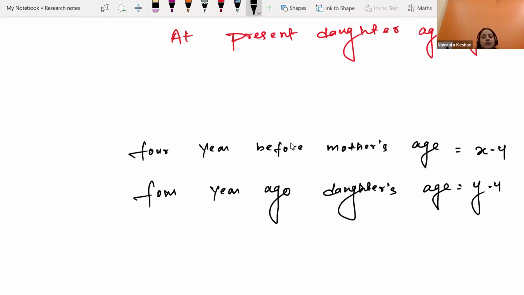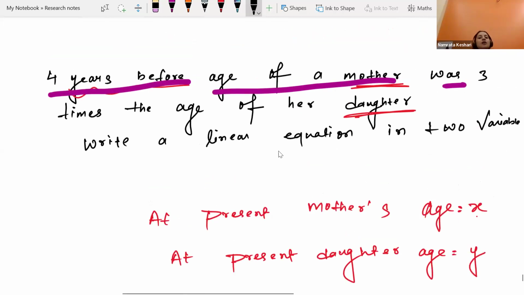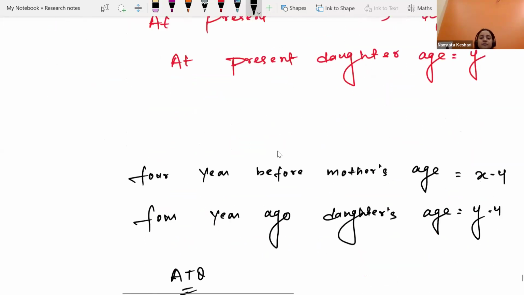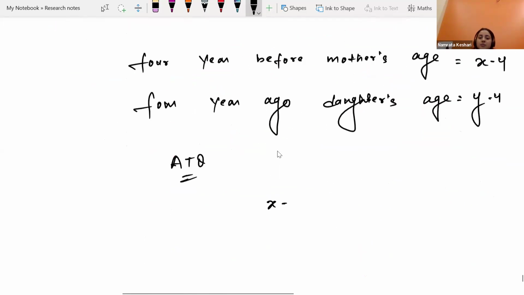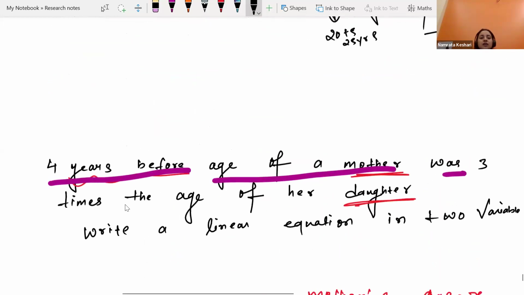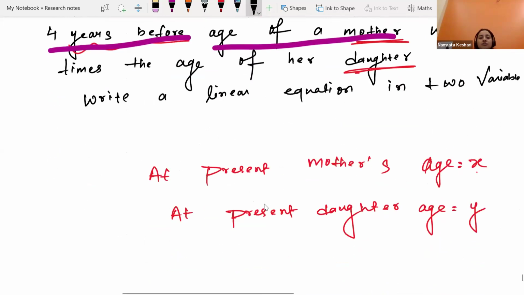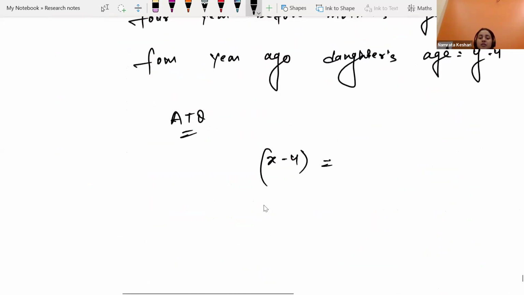Y minus 4. Now, according to the question, let's read the question very carefully. It says that 4 years before, age of the mother was x minus 4. That was 3 times the age of her daughter, 3 times the age of daughter at that particular time, this one. Is it clear to all of you? Yes, ma'am. Is it clear?